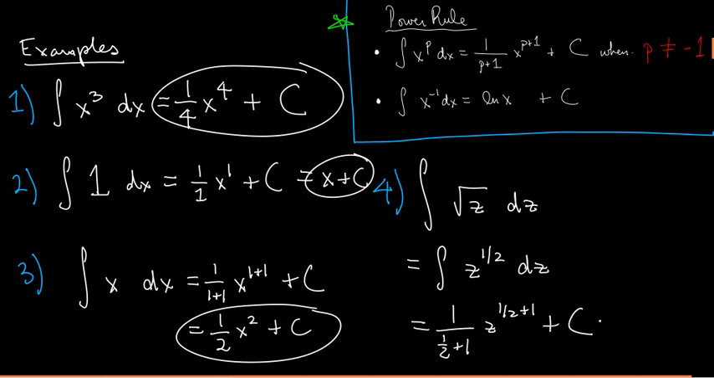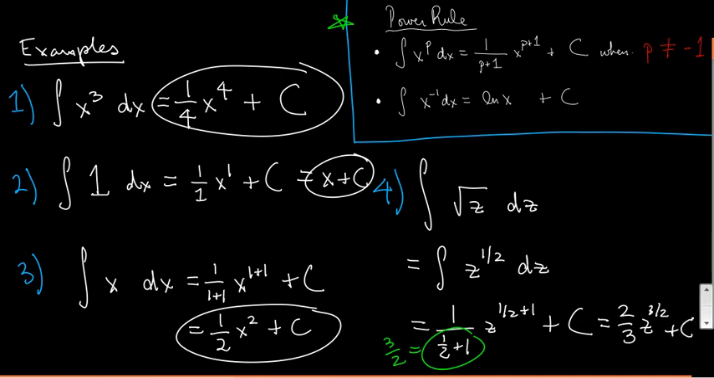1/2 plus 1 is equal to 3/2. So right here, that's equal to 3/2. But when you take 1 divided by a fraction, that's the same thing as taking its reciprocal. So what you get at the end of the day actually is 2/3 z to the 3/2 plus c. All right? So that's the integral of square root of z.